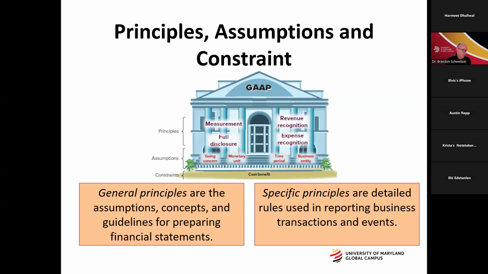We have the time period. Is the time period a month, a quarter, semi-annual, or annual? And then we have the business entity assumption. Is it an LLC? Is it a C Corp, an S Corp, sole proprietor, whatever? And so with these principles, assumptions, and the constraint being the cost-benefit constraint, this helps to set the framework for everything we do in accounting.